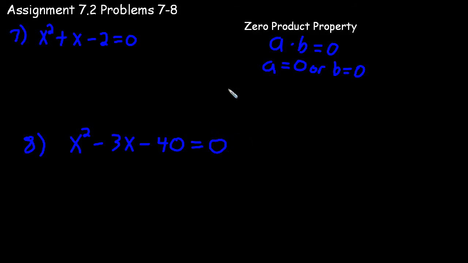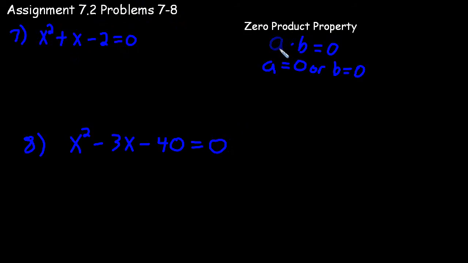Hello, I want to talk to you today about assignment 7.2, problems 7 and 8. You're asked to solve an equation by factoring. Before we get into that, though, I would like to talk about the zero product property.